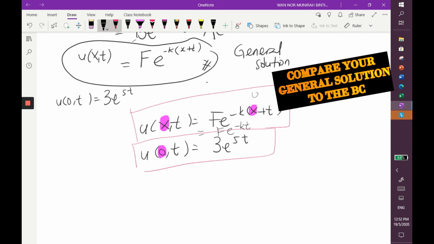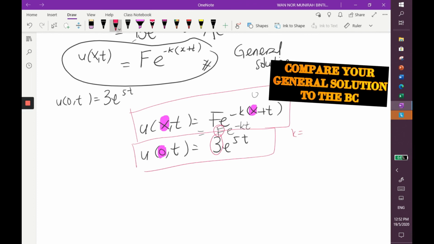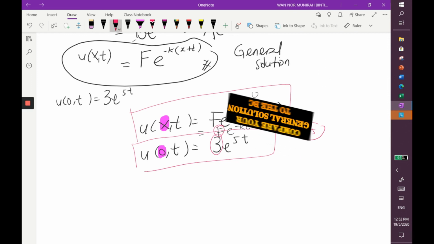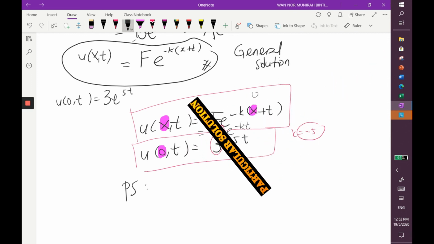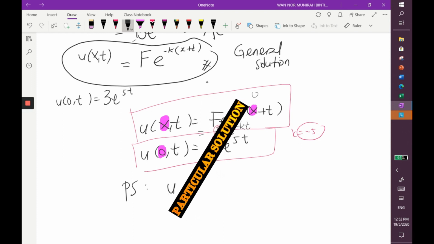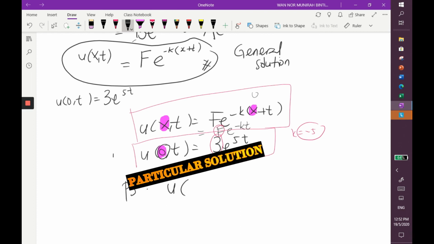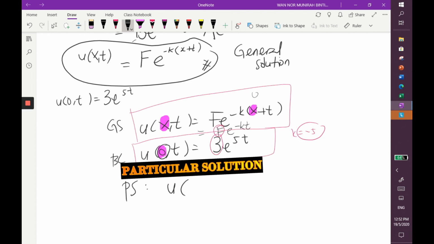So I just compare. I find that f is 3. e is e. So k is negative 5. Do you see? k equals negative 5. So the conclusion is my particular solution is u. Do not put in this 0. This 0 is your boundary condition. This is your general solution. So substitute into your general solution.